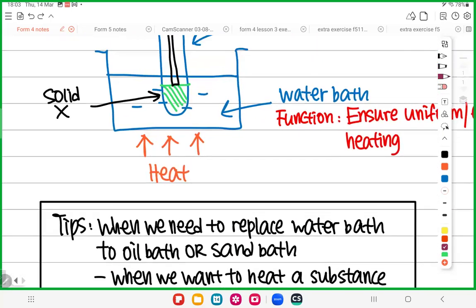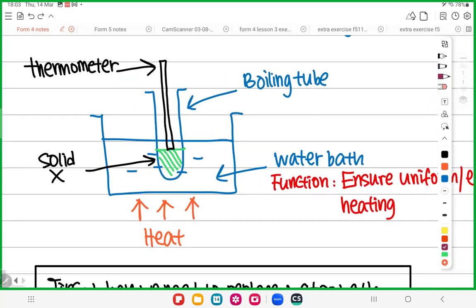Now come to a golden question. When should we use a water bath and when should we use an oil bath and a sand bath?